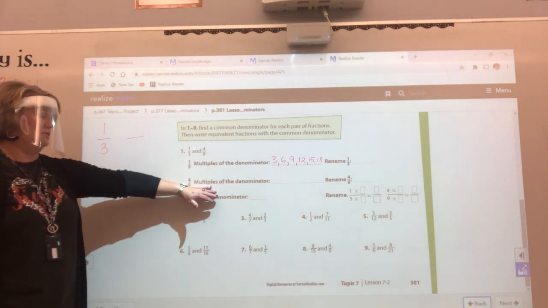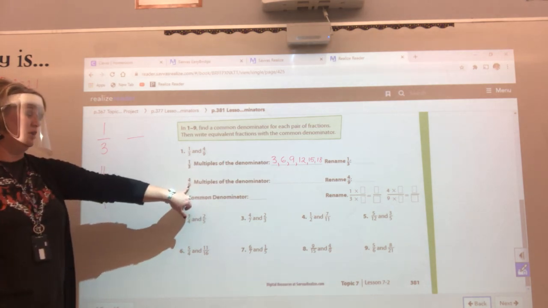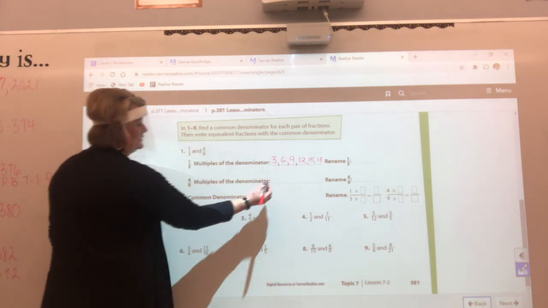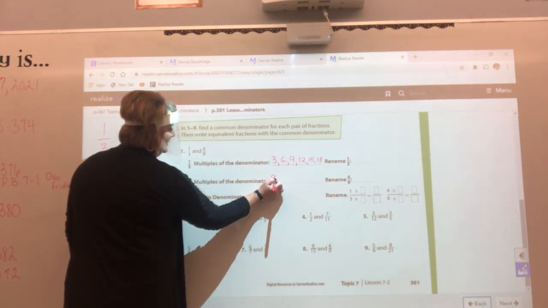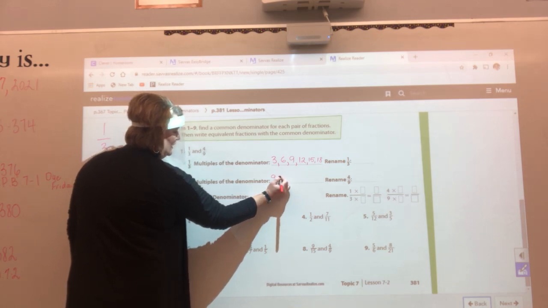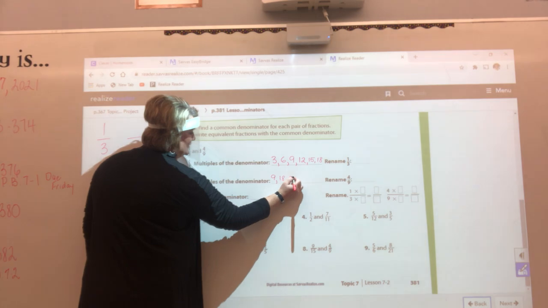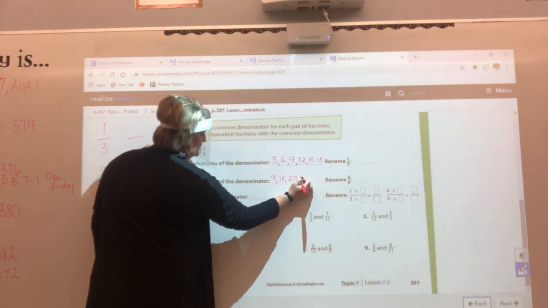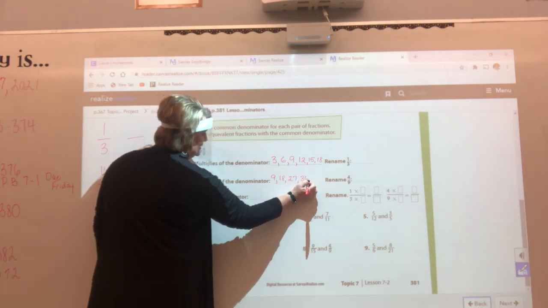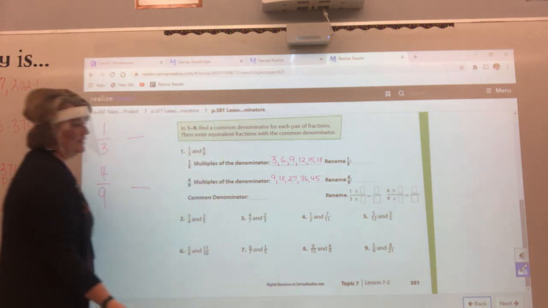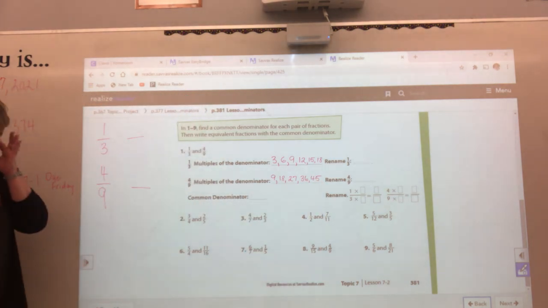They're wanting you to do the same thing, only the denominator this time is 9. So let's do a couple of 9s. 9 times 1 would be 9. 9 times 2 would be 18. 9 times 3 would be 27. 9 times 4 would be 36. And 9 times 5 would be 45. Okay, that's all they're wanting you to do right there.